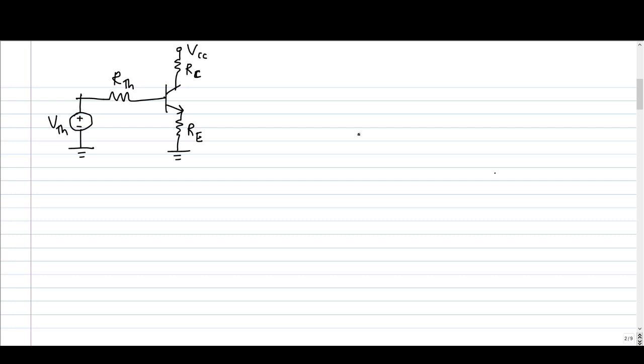So we can do that. If you replace the potential divider by its Thevenin equivalent, you will get a circuit like this. The potential divider is replaced by an ideal voltage source VTH in series with RTH. The remaining part of the circuit is the same. The current flowing through RTH is IB and the current flowing through RE is IE, and we can apply KVL in this loop. So if you apply KVL, you can write VTH, the source voltage, is equal to the drop across RTH, that is IB into RTH, plus the drop across the base emitter terminals, that is VBE, plus the drop across RE, that is IE into RE.